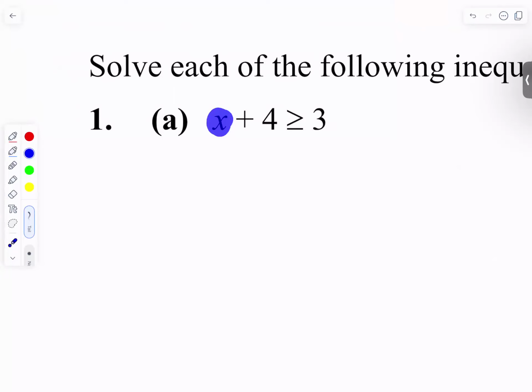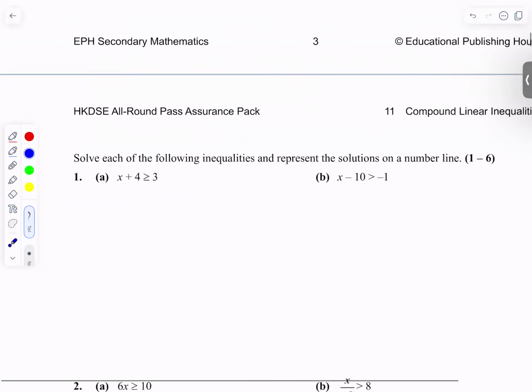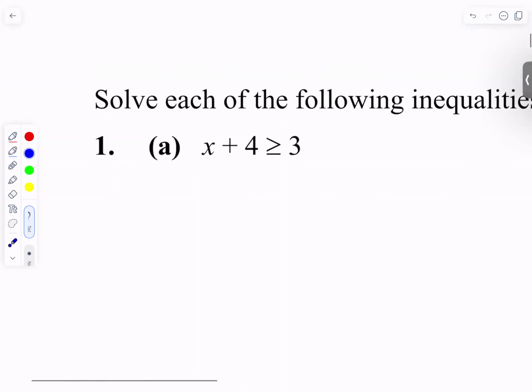I want to find the range of this x. Why am I not using the word find the value of x? Instead, I'm using find the range of x. The reason I'm using the word range is because this doesn't mean it's just equal to one answer. So it's having more than one answer.